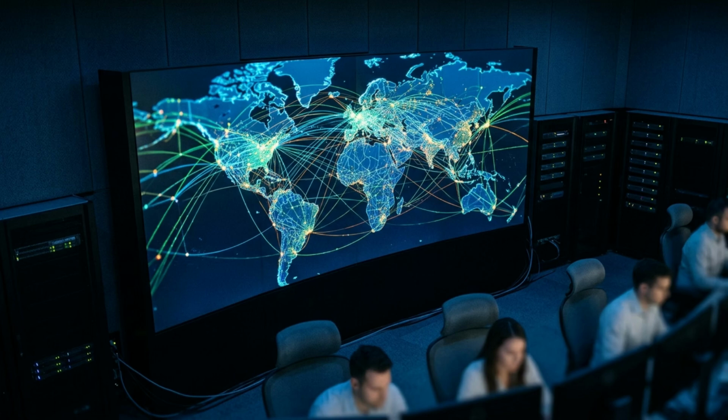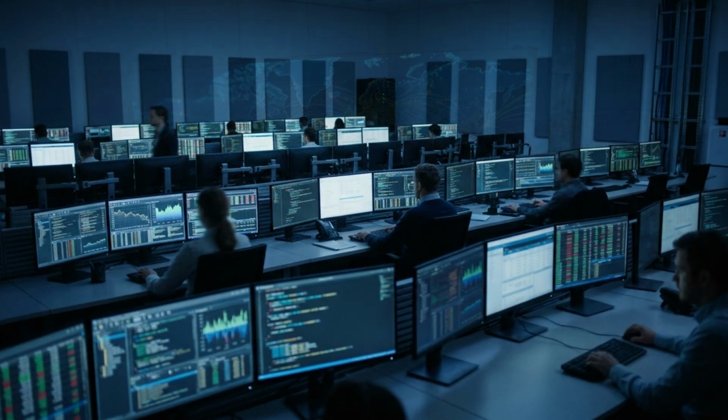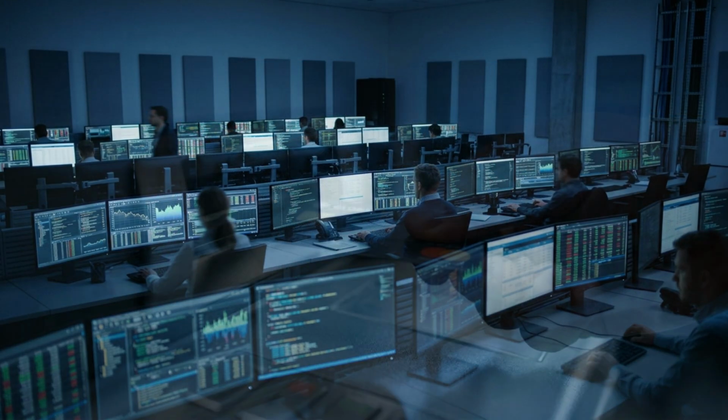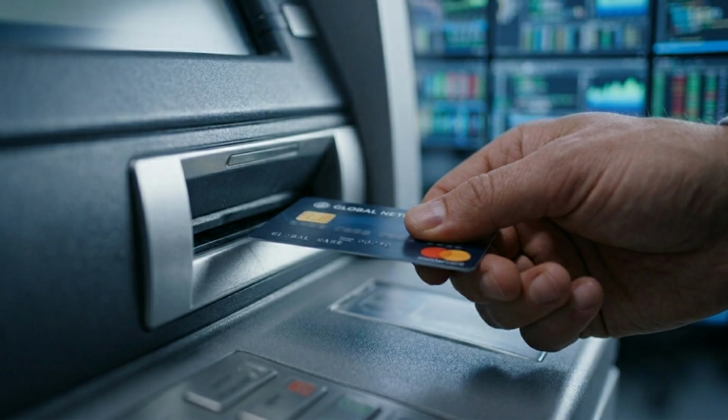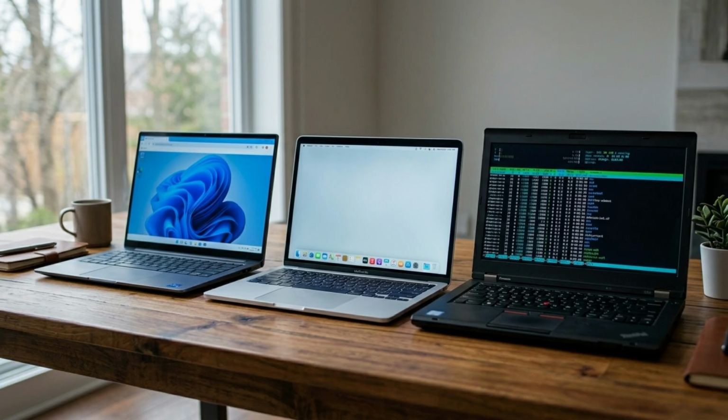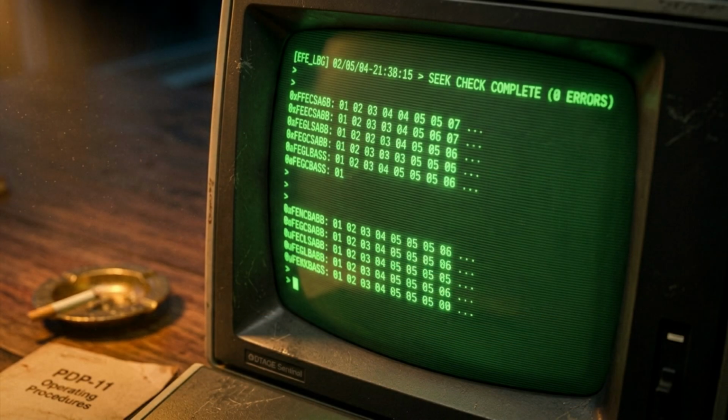$10 trillion. That number moves every single day through banks, through hospitals, through stock exchanges, through airline reservation systems, through the Social Security payments of over 60 million Americans. And almost none of it runs on Windows. None of it runs on Mac OS. Most of it doesn't even run on Linux. It runs on an operating system that was first deployed in 1966.